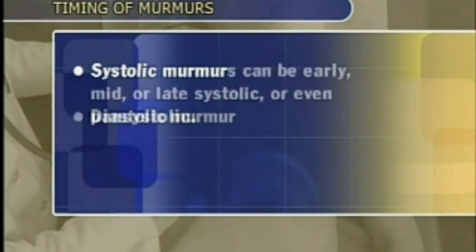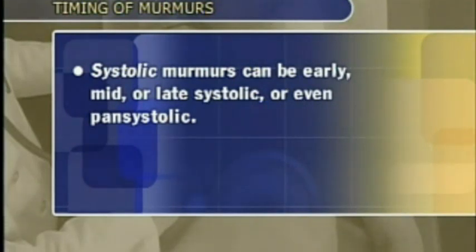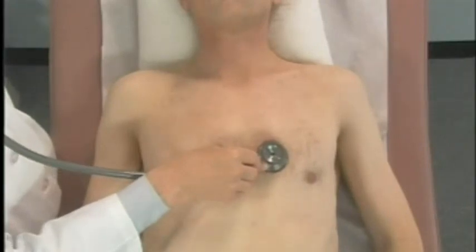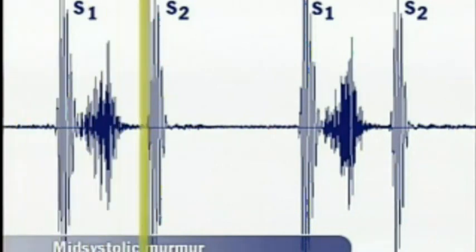Murmurs are classified according to where they fall in systole and diastole. Systolic murmurs can be early, mid, or late systolic, or even pansystolic. For example, a mid-systolic murmur, as heard in physiologic flow murmurs or aortic stenosis, begins after S1 and stops before S2. Brief gaps are audible between the murmur and the heart sounds. Listen carefully for the gap just before S2. If present, the gap usually confirms the murmur as mid-systolic, not pansystolic.